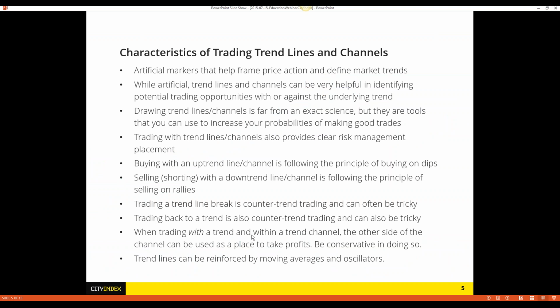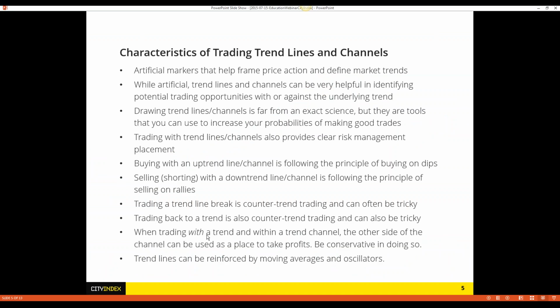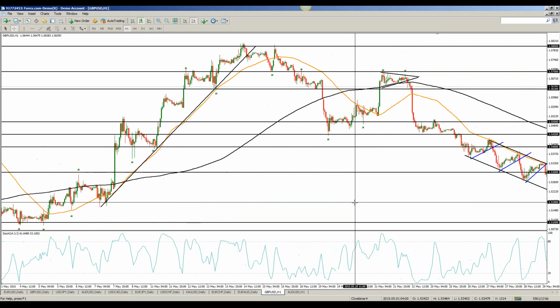Now, when trading with a trend and within a trend channel, this is something that I do sometimes do. The other side of the channel can be used as a place to take profits, but be conservative in doing so. So what does that mean? Let me read this again. When trading with the trend and within a trend channel, the other side of the channel can be used as a place to take profits, but be conservative in doing so. Okay, so what do I mean by this?